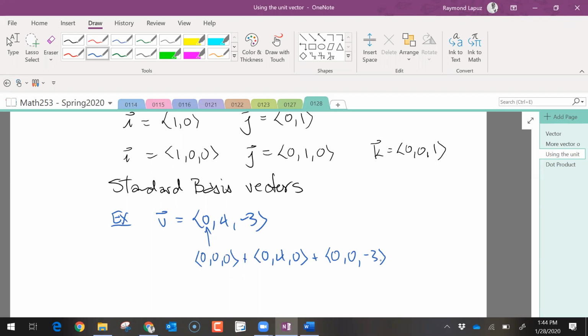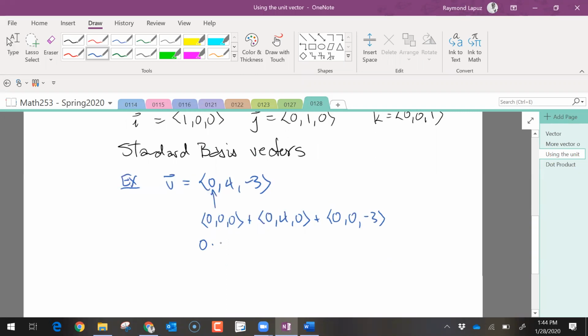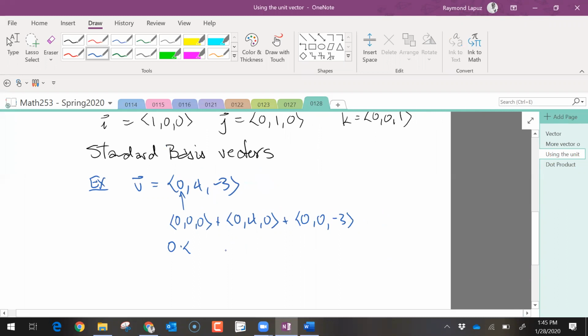Okay. So what that means is that we can write this as 0 times 0, 0, 1. Oh, messing up here. Let's try that again. 0 times 1, 0, 0 plus 4 times 0, 1, 0 plus negative 3 times 0, 0, 1. And 1, 0, 0 is i, 0, 1, 0 is j, and 0, 0, 1 is k.